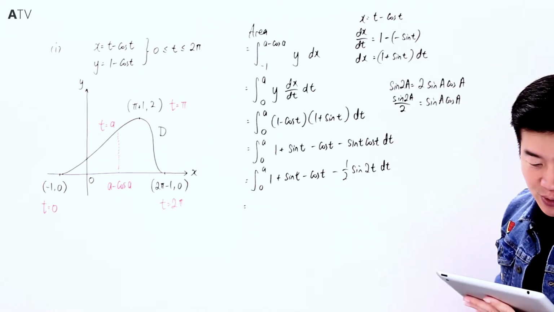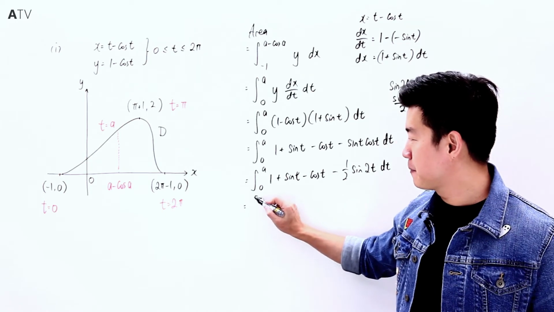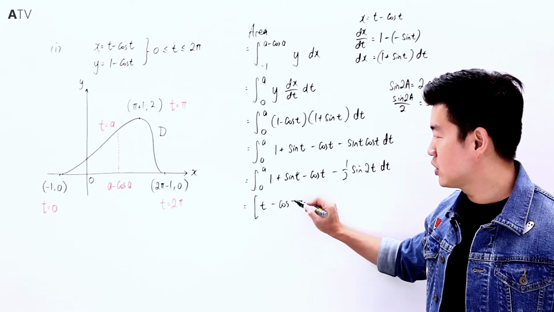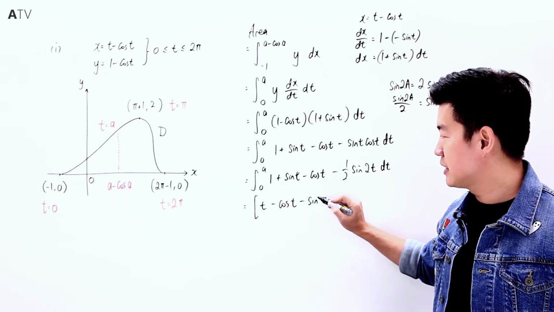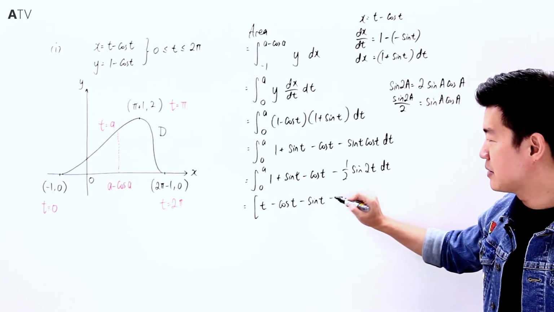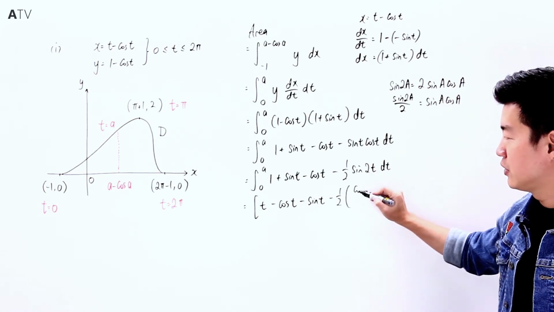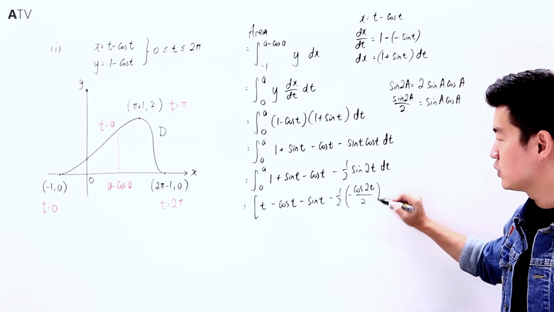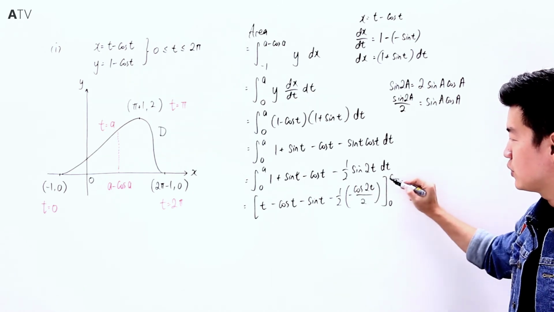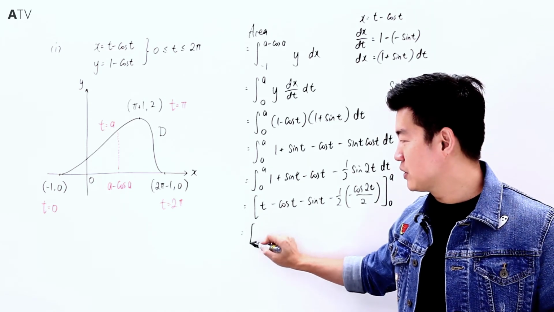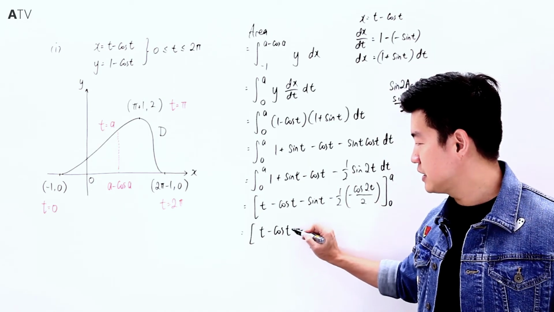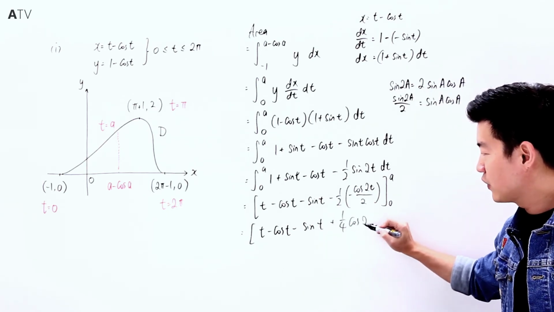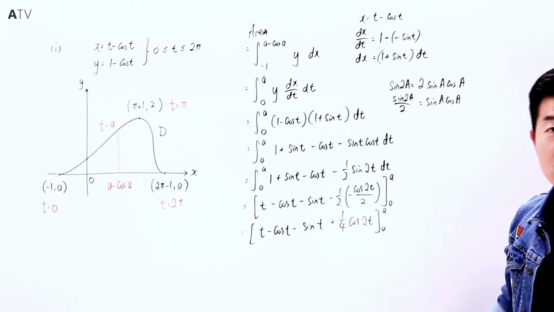Now we can start to do the integration. If I were to integrate 1, it will be t, then integrating this will be minus cosine t, this will be minus sine t, and this will be minus half of cosine 2t divided by 2, the coefficient of t, from 0 to a, which means that I'm dealing with t minus cosine t minus sine t plus 1/4 of cosine 2t from 0 to a.